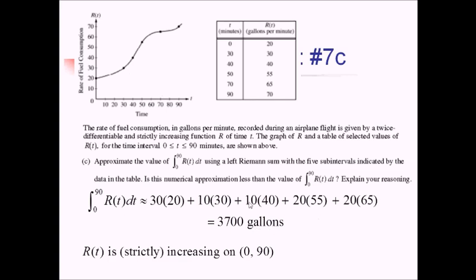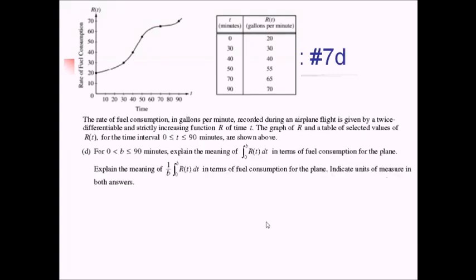So I'm going to write this just by saying 3,700 is less than this integral of r of t dt from 0 to 90. For this last part of the problem, we're given that b is between 0 and 90, and b could actually be exactly 90. Given this, they want us to explain the meaning of the integral from 0 to b of r of t dt, and also 1 over b times the integral from 0 to b of r of t dt in terms of fuel consumption. Indicate units of measure in both answers.